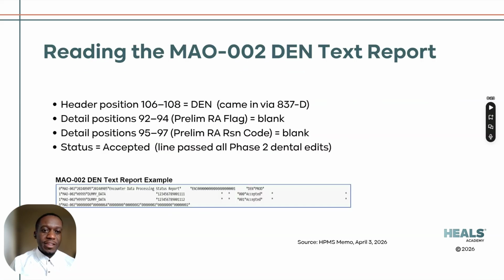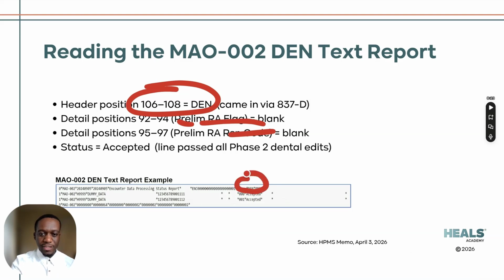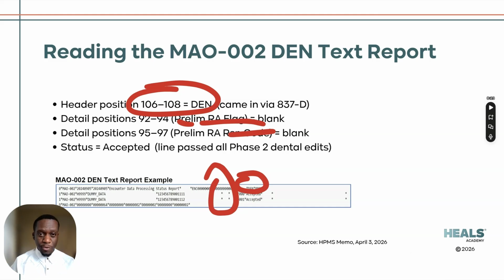For example, if you're reading the MAO-002 header position, you'll recognize the dental being added and then these being flagged as blank. So you can see here dental added on here and then the preliminary flags being blank. If you're very used to the MAO-002 report, then the MAO-002 dental should be a breeze for you because there aren't that many changes on that report.